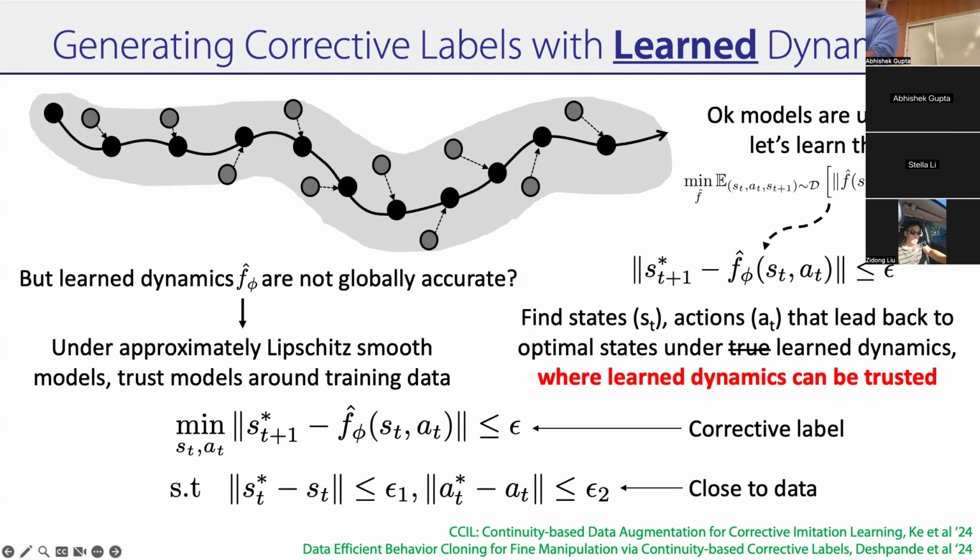So a follow-up question then is, how do you actually detect when it's not?